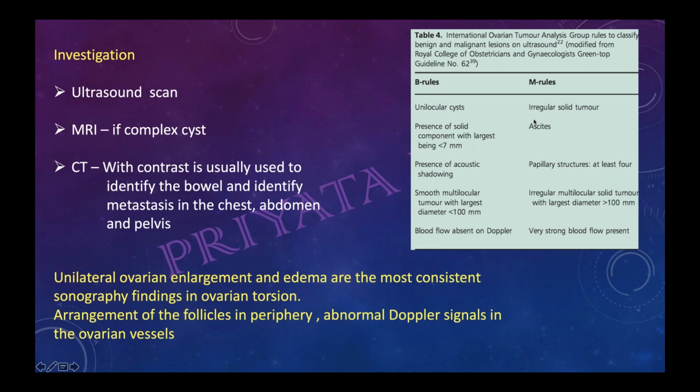And what are the M rules? It is very clear. There will be an irregular solid mass. There could be ascites, papilla, at least 4 papillary projections. And if it is irregular solid, the diameter will be more than 10 centimeter. Apart from this, it has to be high vascularity. So there would be very high vascularity.